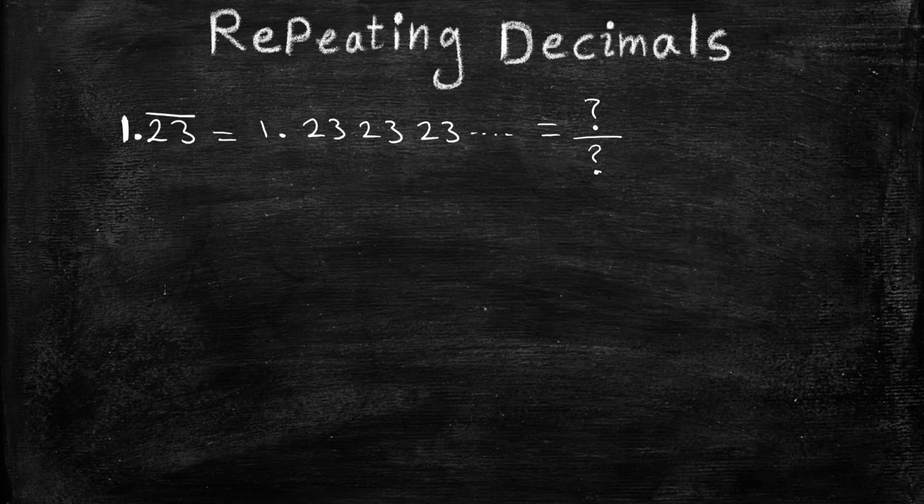It's somewhat the same process as we did before, but here, because we have 2 repeating digits, first of all we call it x, but instead of multiplying by just 10, I multiply it by 100, so that the decimal point shifts 2 positions to the right. So 100x equals 123.23 recurring.